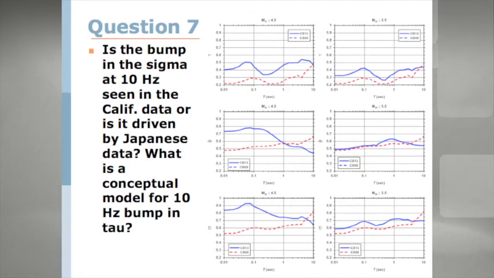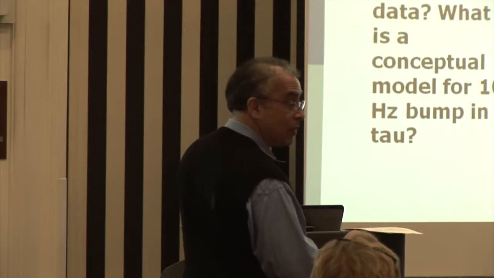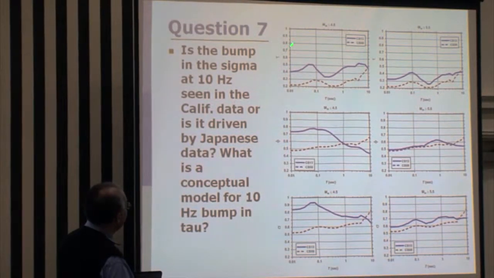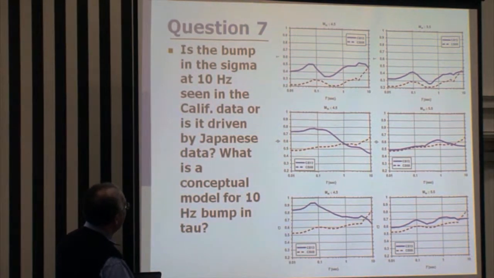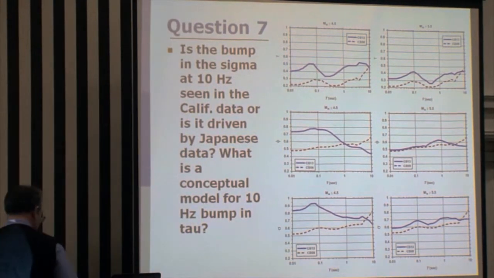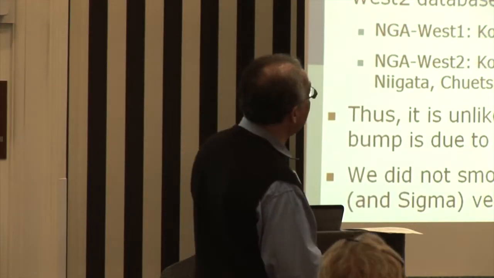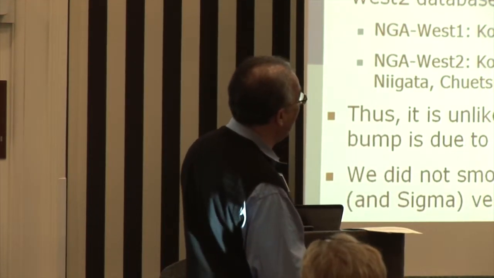Then question 7. We have a bump or hump. This is magnitude less than 4.5, and this is larger than 5.5. As I mentioned, our standard deviation aleatory is a function of magnitude. This is tau, this is phi, and this is total. So there are 2 curves here for each one. Let me go to the next one so we can focus on larger magnitude. It's the same thing, magnitude 5.5 and above.